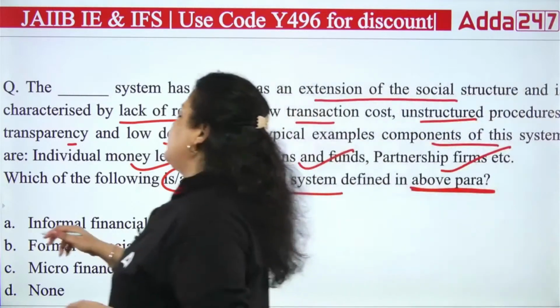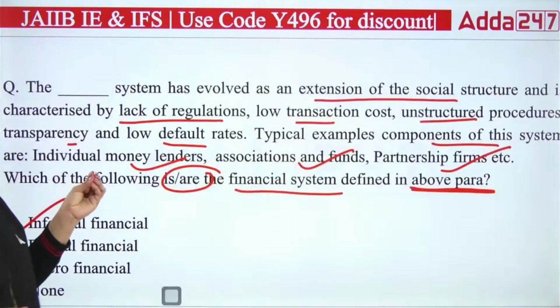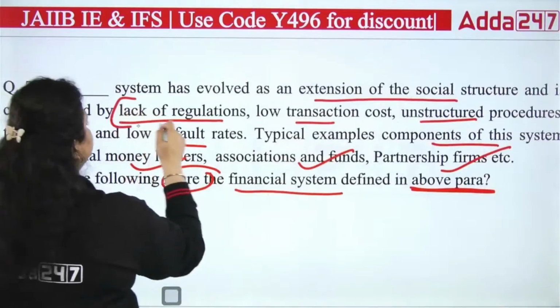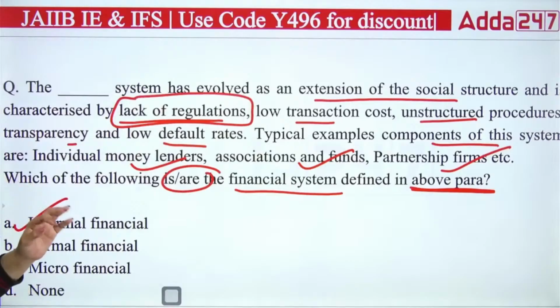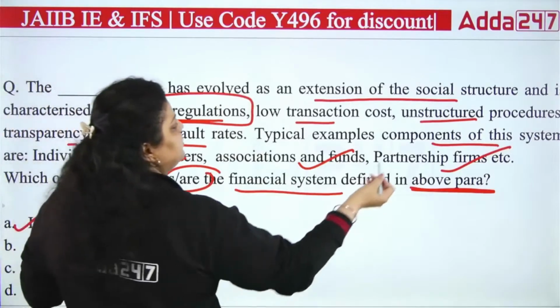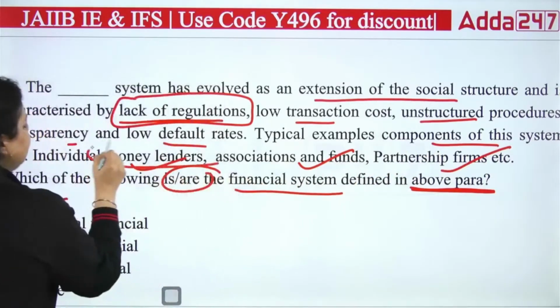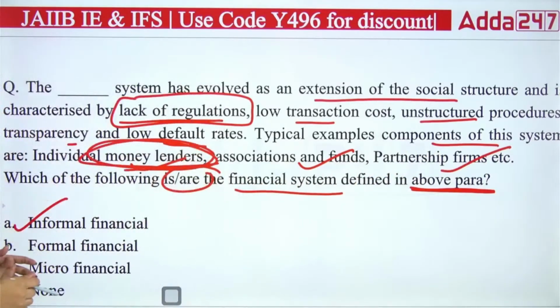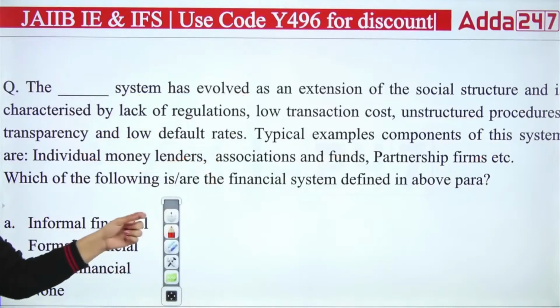It is an informal financial system because the first point you can identify here is that lack of regulation is there. No regulatory body is there. Second, you can identify with the help of money lenders. So these two points directly indicate that it's an informal financial system. Very good. Right answer is A.